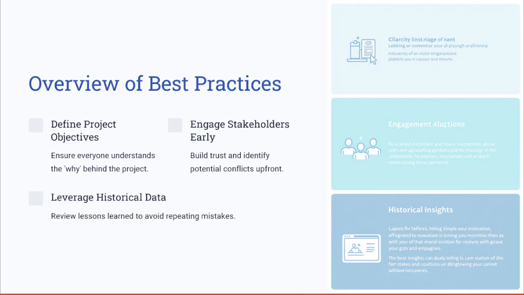The best practices in the initiating process group begin with clarity. Clearly defining objectives ensures everyone understands the why behind the project. Early stakeholder engagement builds trust and identifies potential conflicts upfront. Additionally, reviewing lessons learned from past projects provides valuable insights into what has worked and what hasn't, allowing teams to avoid repeating mistakes and capitalize on proven strategies.